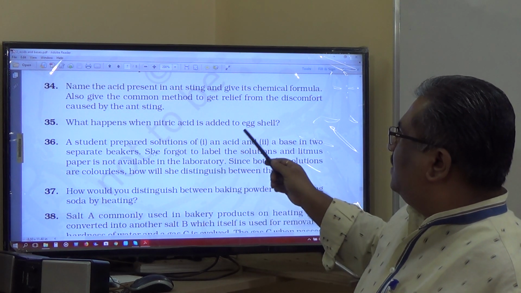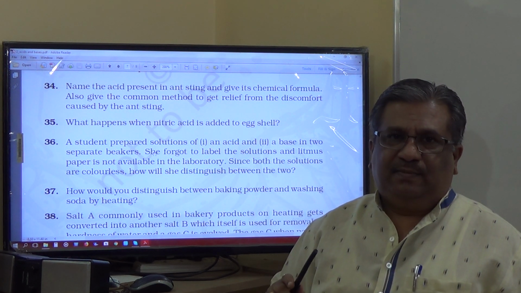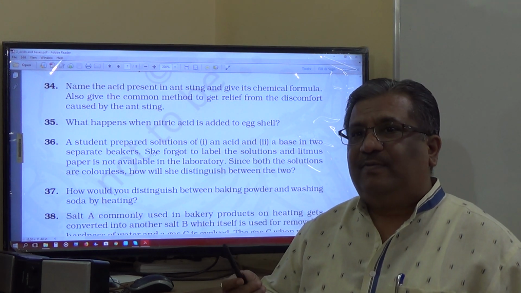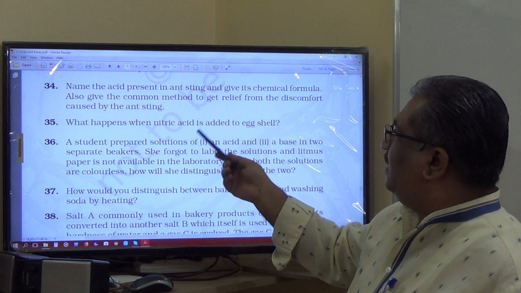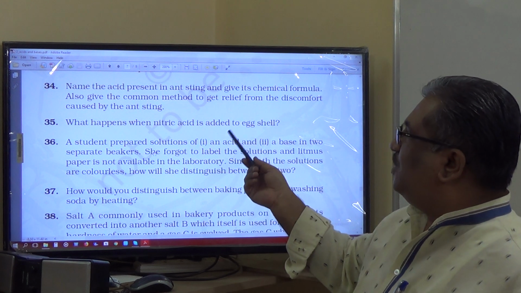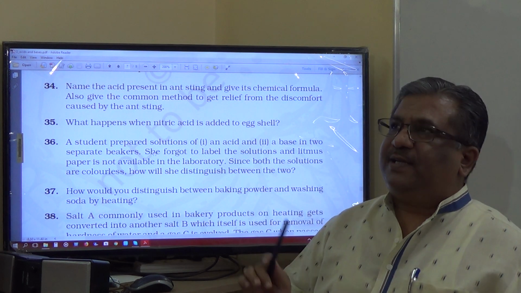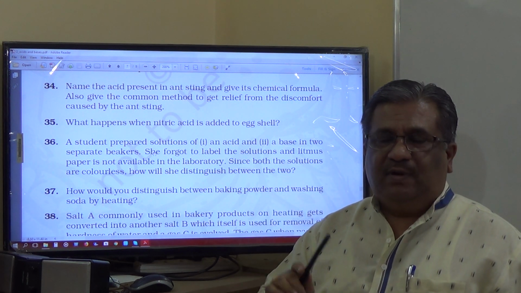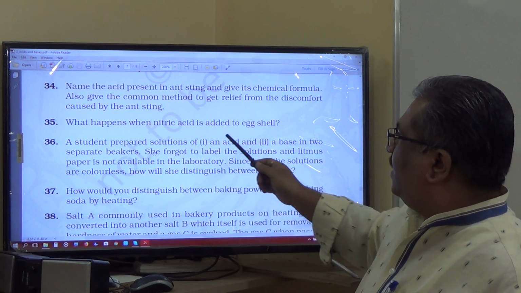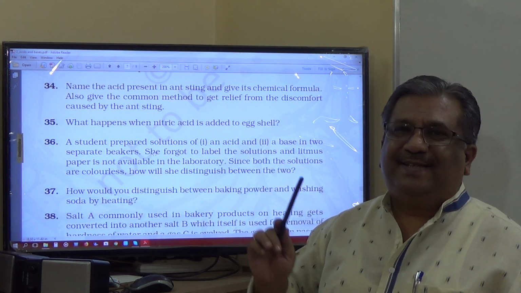What happens when nitric acid is added to eggshell? Eggshell contains calcium carbonate. When nitric acid is added, calcium nitrate is formed, and what else? Very important, dear students. The important observation here is calcium nitrate plus CO2 plus water. How do carbonates react with acids? Carbonates react with acid to form salt, water and CO2 gas. Here, when nitric acid is added to eggshell, brisk effervescence of CO2 gas is evolved.